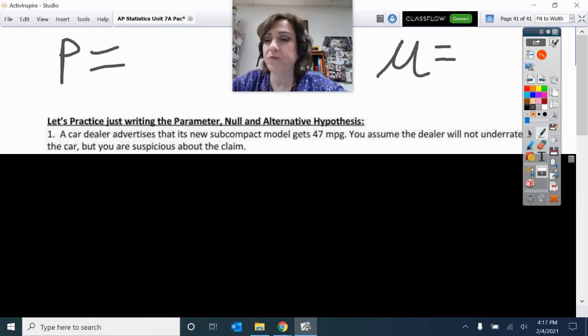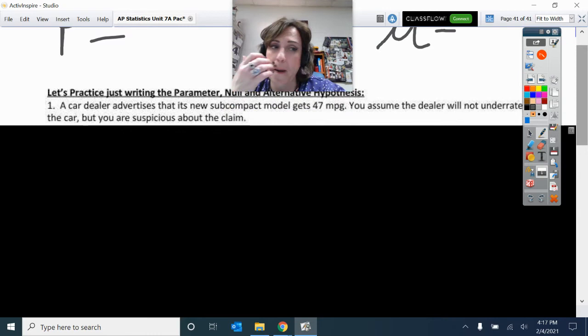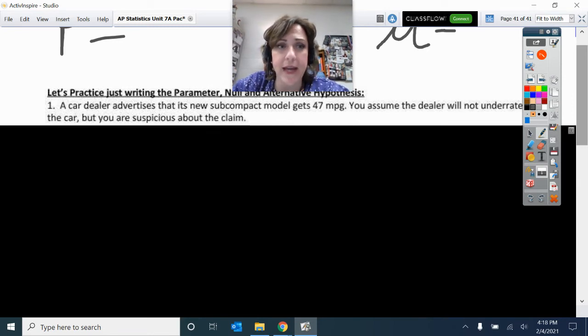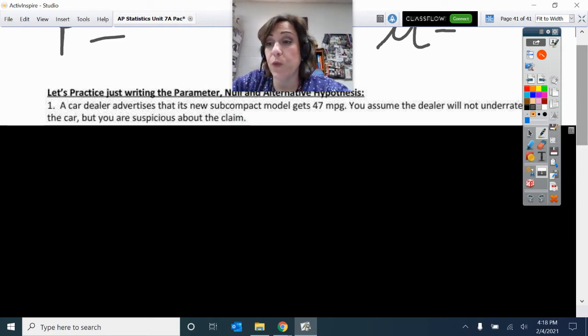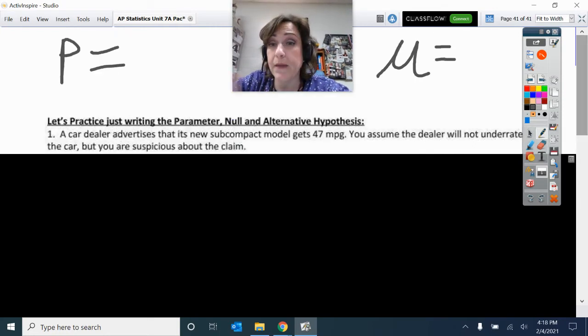Okay, here we go. Number 1, here's our situation. A car dealer advertises that its new subcompact model gets 47 miles per gallon. You assume that the dealer would not underrate the car, but you are suspicious about the claim. You're not necessarily sure if it really gets as good as 47 miles per gallon. You're pretty sure it's not getting more, so you don't have to worry about that. You suspect maybe it's not 47 miles per gallon. First, would this be a proportion problem or a mean problem?